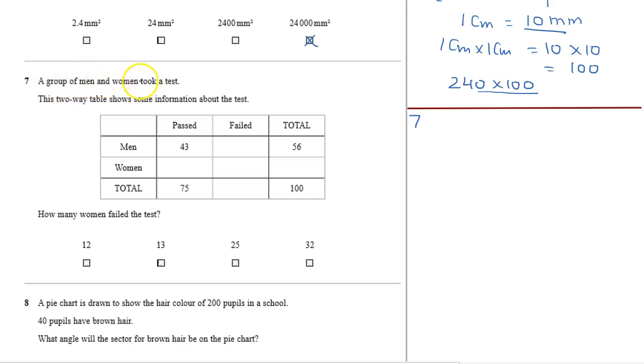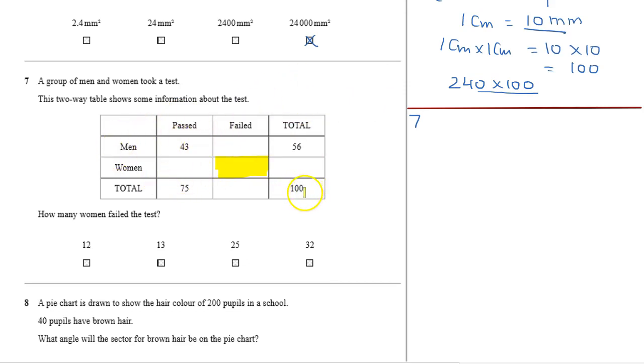A group of men and women took a test. This two-way table shows some information about the test. 43 men passed, total is 56. Women: we don't know how many passed, but total is 75. Failed, we don't know. So how many women failed the test? So we have to find this. How many of them failed the test? And nothing is given there.